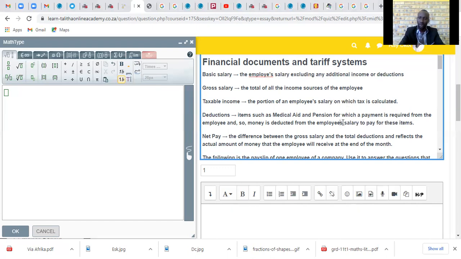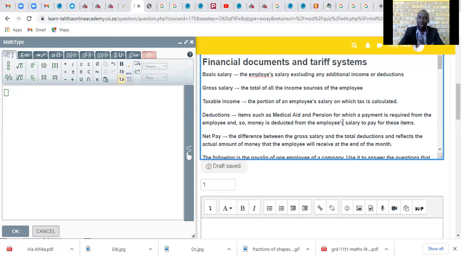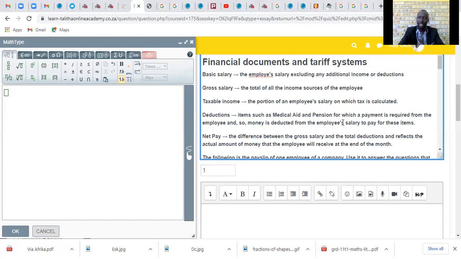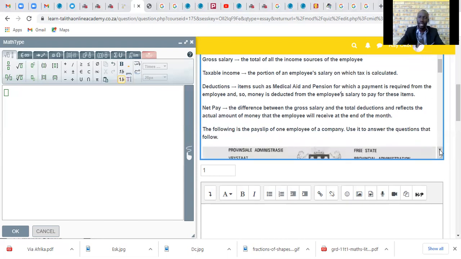So this is what we call deductions. Now the next thing here is what we call the net pay. The net pay is the difference between the gross salary and the total deductions. It reflects the actual amount of money that the employee will receive at the end of the month. That is what we call the net pay.